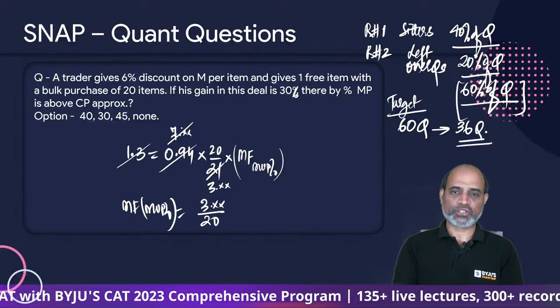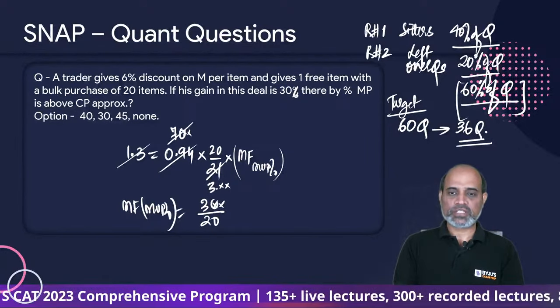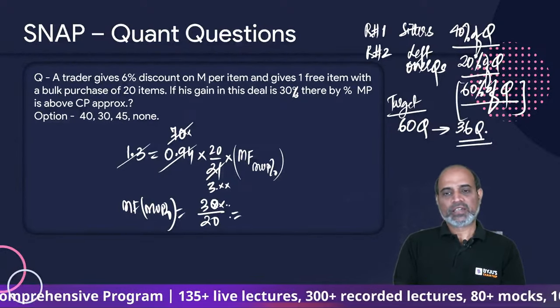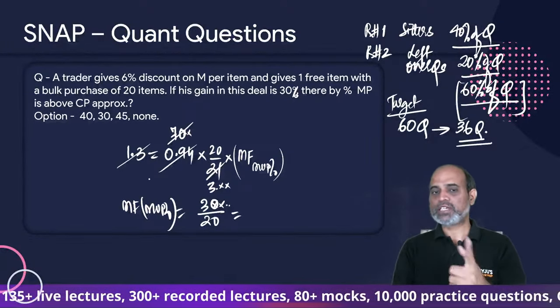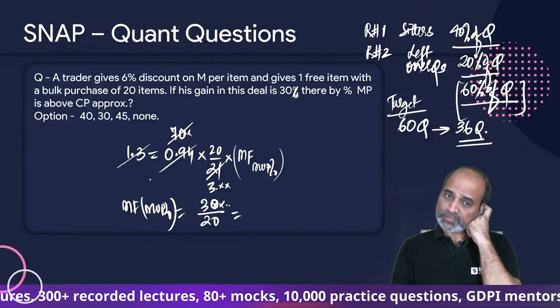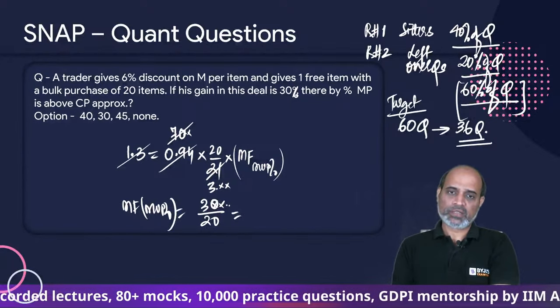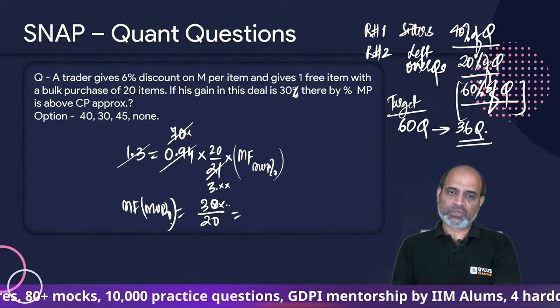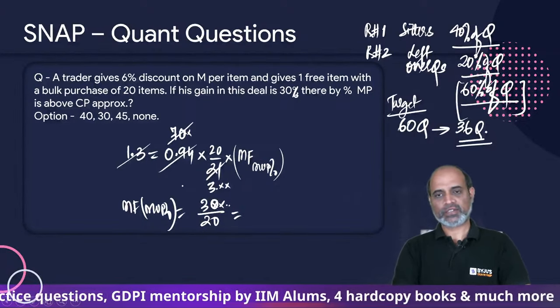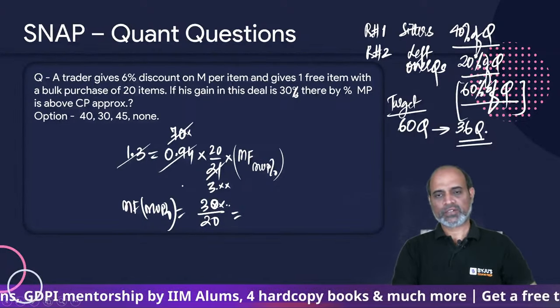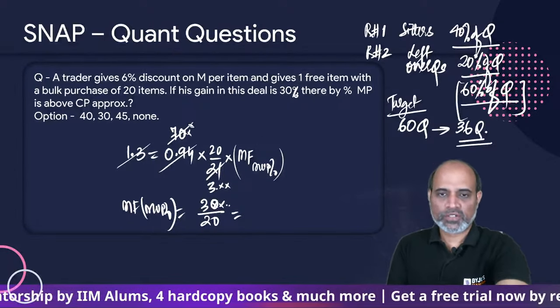Acha, sorry, this should have been 70 plus. So this is 30 plus something. This is 1.3 and 0.94, no? So 7 plus nahi hoga, 70 plus. 13, 130.